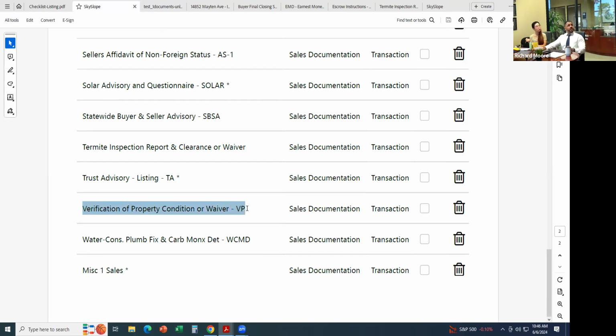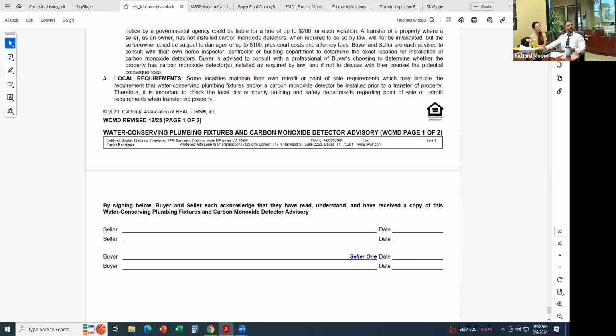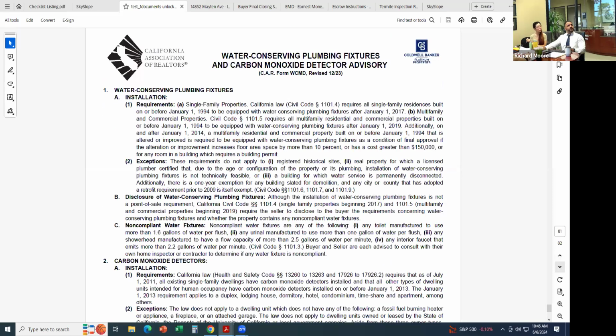Verification of property condition or waiver. This is also known as the final walkthrough. And do I have that in here? I don't have that in here. So the final walkthrough is pretty much just a page that you're going to use for the buyer to sign that says that the property is in the condition that you agreed to when you submitted the offer and agreed to everything, and that any repairs that were agreed to have been completed. And usually people just sign it, everybody is happy with it. It's as agreed to, and they just sign the bottom of it.